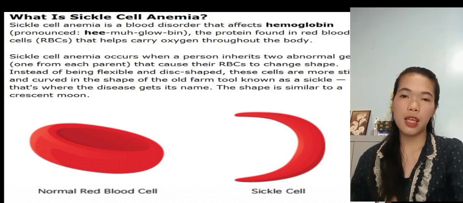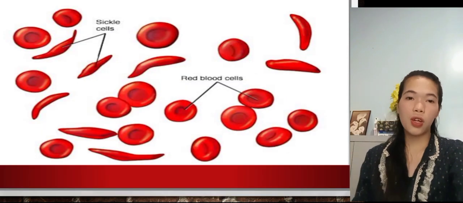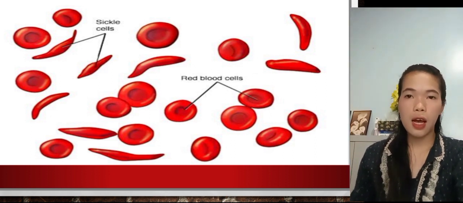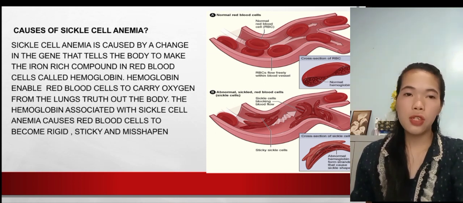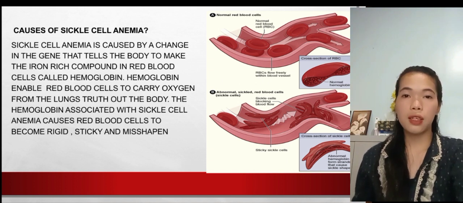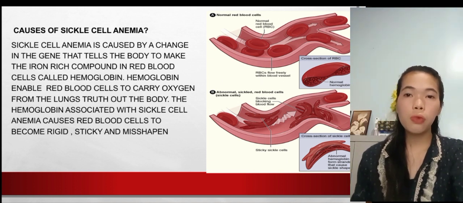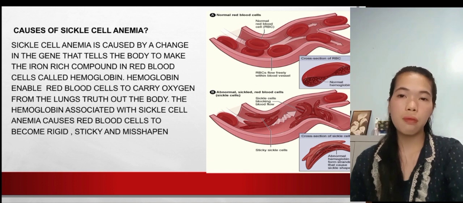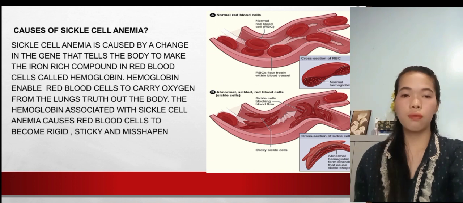As we can see in the picture, the normal red blood cells form a circle shape, and the curved shape is a sickle cell. So, let's proceed to the causes of sickle cell anemia. Sickle cell anemia is caused by a change in the gene that tells the body to make the iron-rich compound in red blood cells called hemoglobin. Hemoglobin enables red blood cells to carry oxygen from the lungs throughout the body, and sickle cell anemia causes red blood cells to become rigid, sticky, and misshapen.